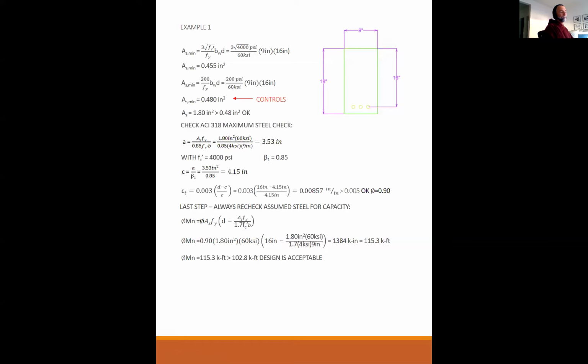Does that help? Yes, so you're making sure the strain in the concrete is greater than that of the steel. No, I'm making sure the opposite of that. The opposite. All right, yes, then yeah, I got it.